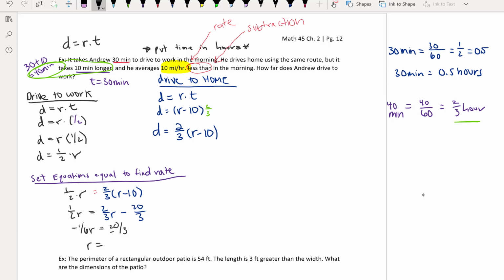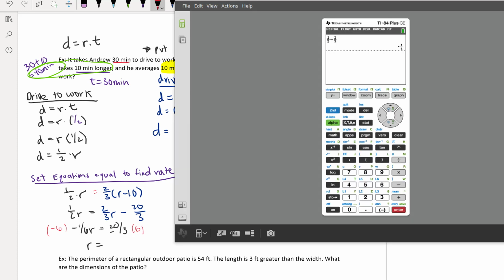So now that I have negative 1/6 r is equal to a negative 20 over r, then what I want to do is multiply by the reciprocal. So that reciprocal would say, oh, I would multiply it by a negative 6. And that should give me my answer.